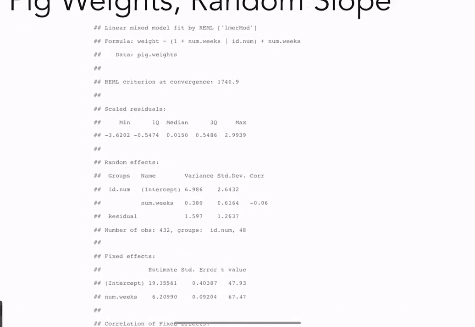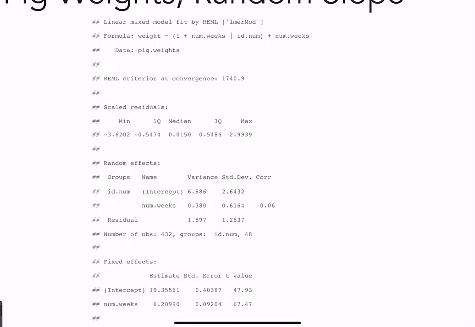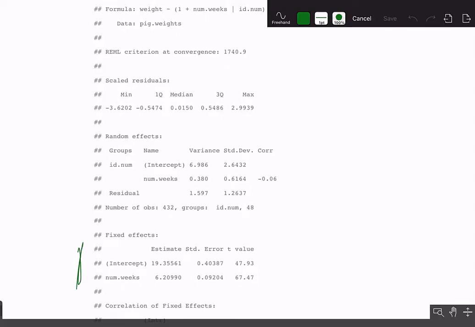I'll just zoom in a little bit so you can see it better. A lot of the things are the same as before. The fixed effects are the same values that we had before. The standard errors will be different though, because adding the random slope means you're going to have a different variance calculation for the overall variance in the population, which means different standard errors.